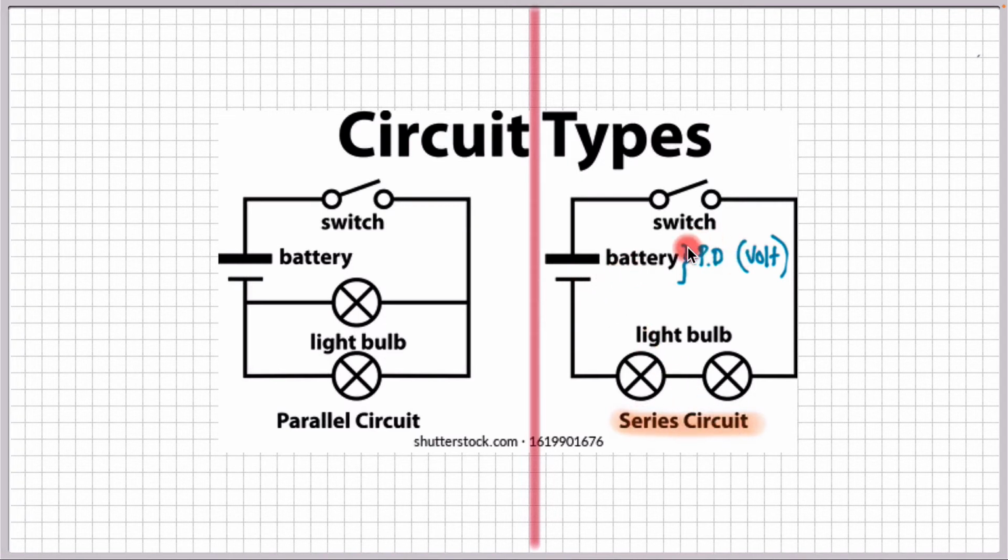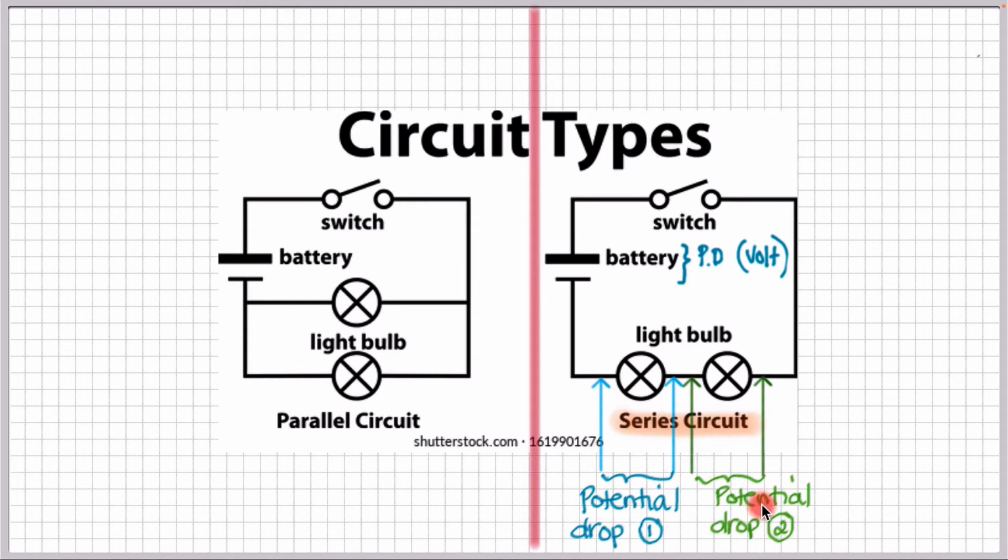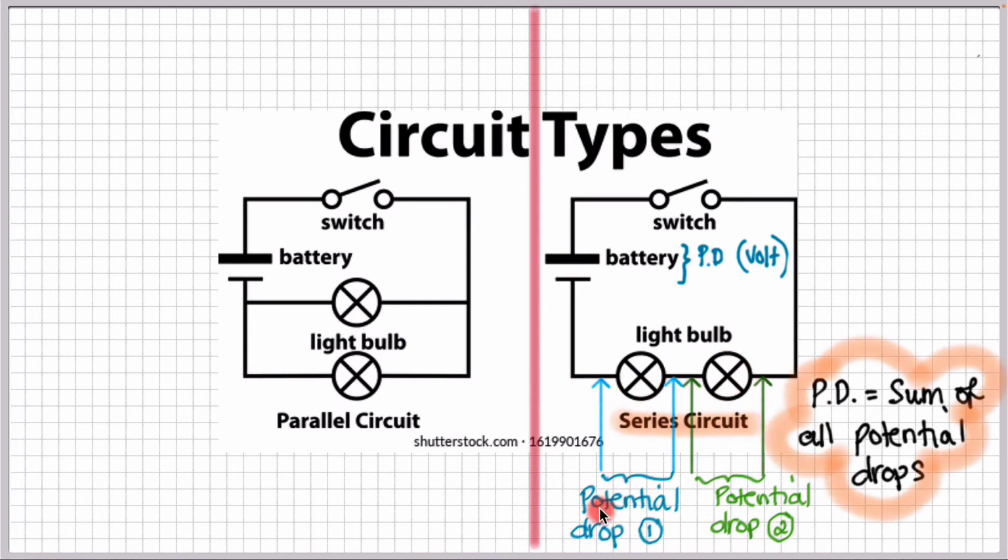The battery provides a potential difference in volts, and if we were to measure the potential drop across each of these and compare the drop across each of these to the potential rise or the potential difference in the battery, then what we'd find is that the sum of all potential drops, so potential drop 1 plus potential drop 2, must be equal to the total potential difference that's applied to the circuit.